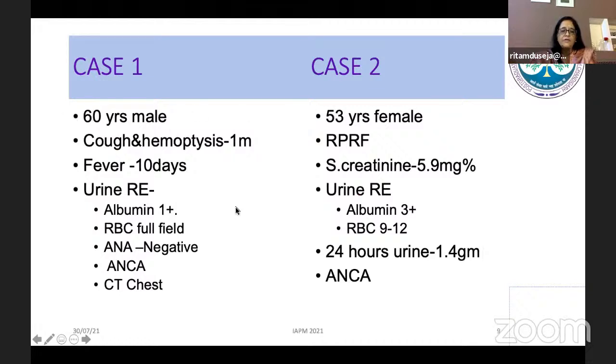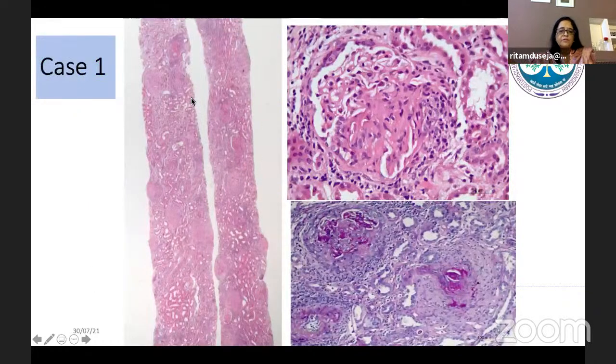Now, just taking two examples, these are two adults having mainly respiratory symptoms along with systemic symptoms, as well as renal dysfunction in the form of RBCs in the urine, and there is some albuminuria. The other lady presents with RPRF. So in the first case, what I saw was a kidney biopsy. More than 50% of glomeruli are having crescents. They are of different ages. They are fibrous and fibrocellular and cellular crescents.